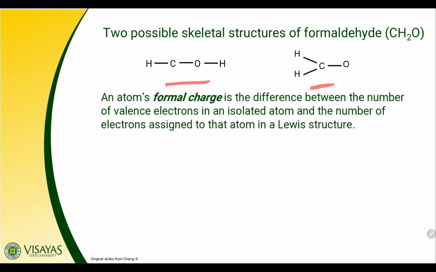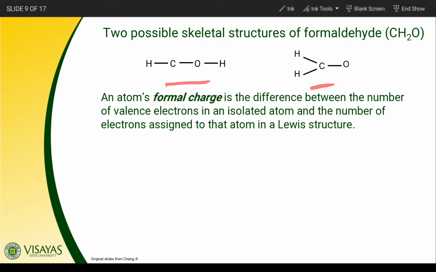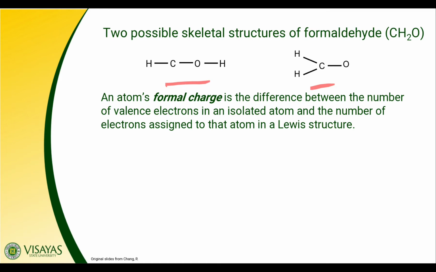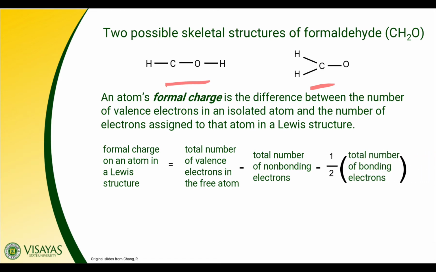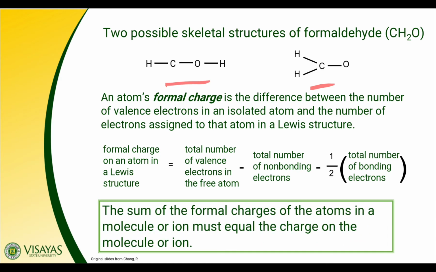Now we have the so-called formal charge. An atom's formal charge is the difference between the number of valence electrons in an isolated atom and the number of electrons assigned to that atom in a Lewis structure. The formula for formal charge is equal to the total number of valence electrons in the free atom, minus the total number of non-bonding electrons, minus 1/2 of the total number of bonding electrons.